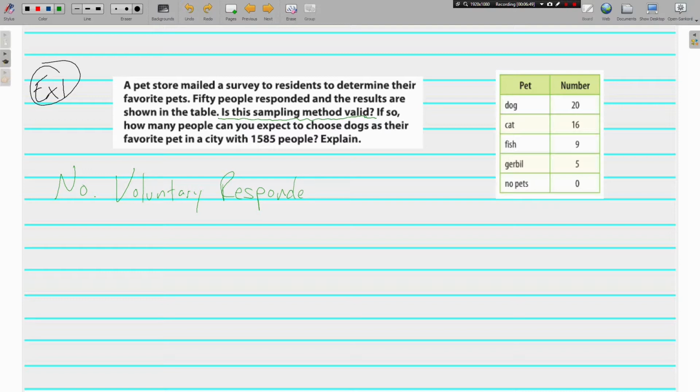Tough for me to talk and write at the same time. Voluntary response. So it's biased. So we're not even going to bother figuring out how many people would choose dogs out of 1,585, because it's not a good survey.